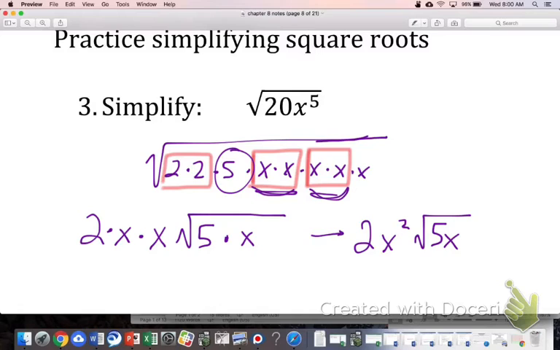I would liken this to reducing a fraction. We've just reduced this radical to its lowest, most simple form. And we'll talk about why we would do that here in a little bit. But for now, we're just working on reducing it to its most simple form.